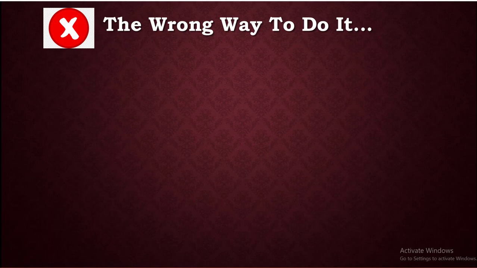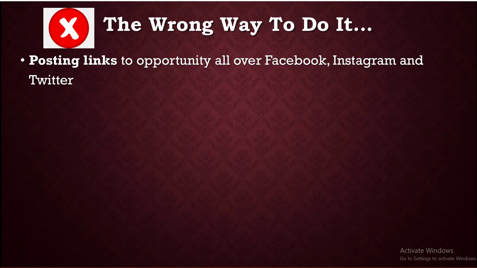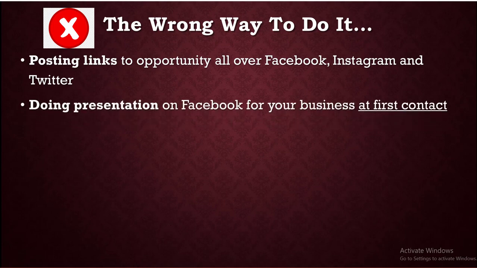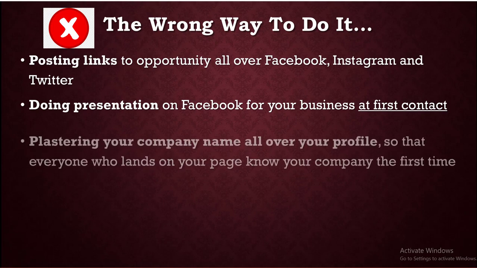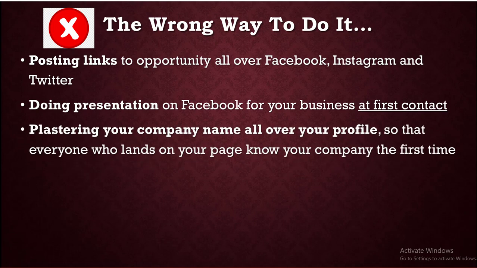When you go to Facebook or Instagram, you find out that people are posting the links to their business opportunity all over the social media accounts that they own, be it Facebook, Instagram, Twitter, TikTok, and the rest of them. And some of them even go ahead to do presentations at the first contact to their Facebook prospects. Some of them, once you visit their profile, you will see their company name at their display picture. You will see information about their business plastered all over in the comment section, at the profile picture, at the right hand side, all over the place, so that at a first glance you know that this person belongs to this company.